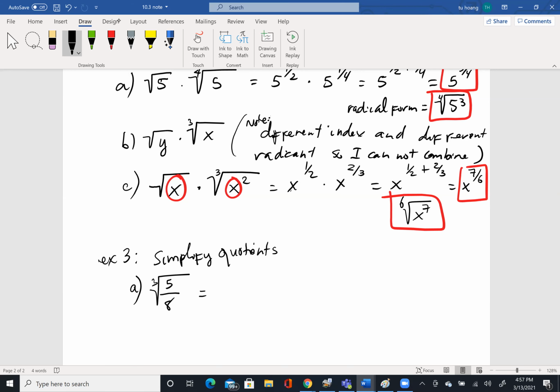But think about it, we're going to split it. So you have the cube root of 5 divided by the cube root of 8. The top just stays as the cube root of 5, but for the bottom, you know that 8 equals 2 to the power 3. So you have the cube root of 2 to the power 3, and the result is the cube root of 5 divided by 2.